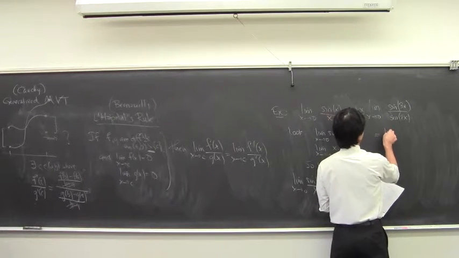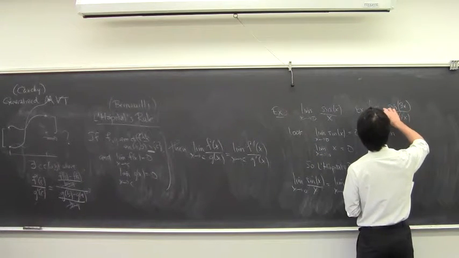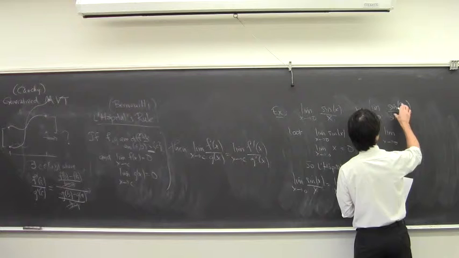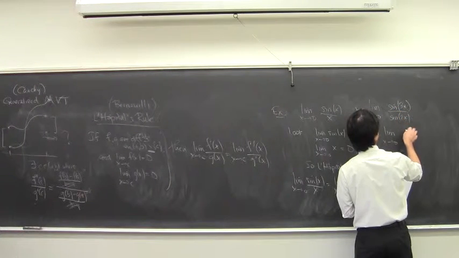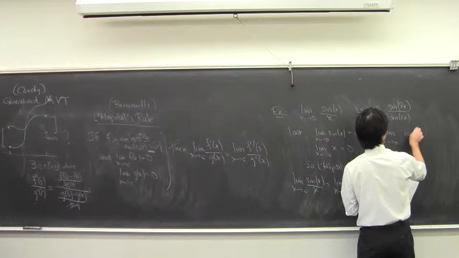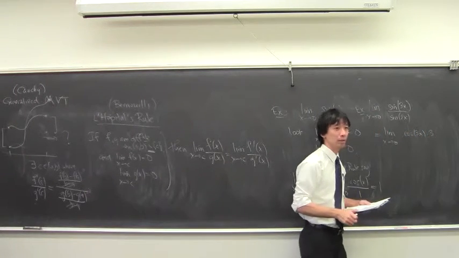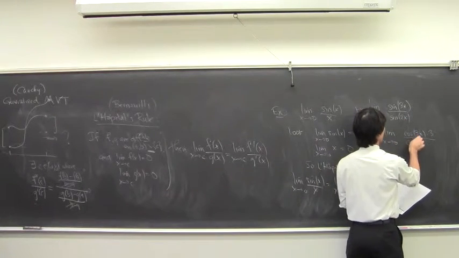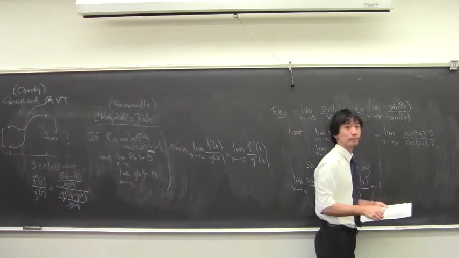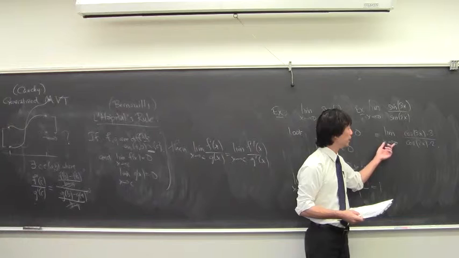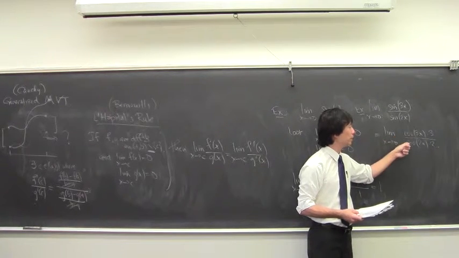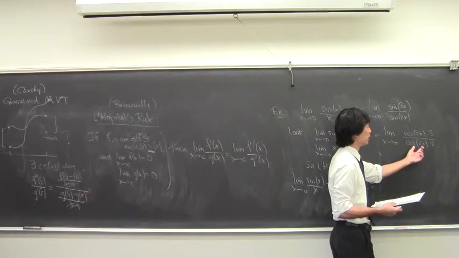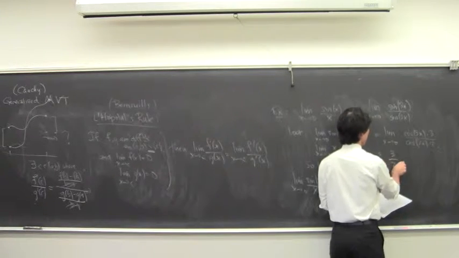Right, and how do you get it? Well, look, you've got 0 over something that goes to 0 over something that goes to 0. So this is going to be equal to the limit of the derivatives. What's the derivative of the top? You get cosine 3x times 3, by the chain rule, over, and then you differentiate the bottom, you get cosine 2x times 2. And then as x goes to 0, the top goes to 3 and the bottom goes to 2, because cosine of 0 is 1, cosine of 0 is 1. So you get 3 over 2.